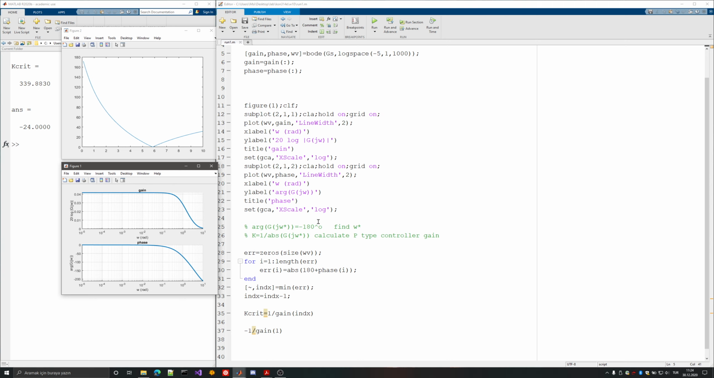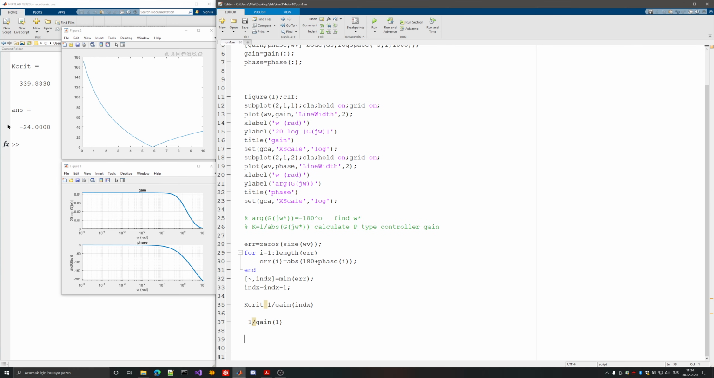Most of the time the negative bound is not that necessary, but if the task is to find the interval using Bode, then you might include the negative interval also, because unless you're including that, your answer will be incomplete because it's not the most general interval. It is a sub interval basically. So I can see it is between 24 and 339.